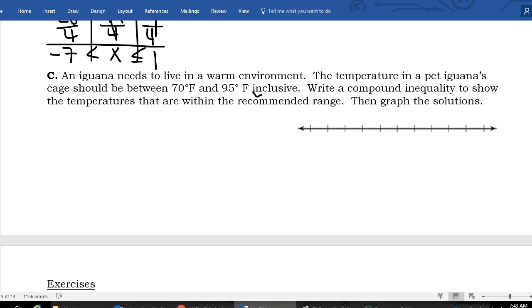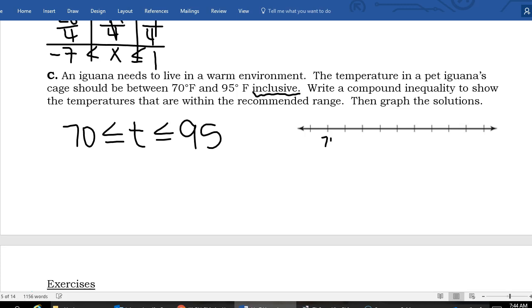So this word inclusive means that you should have some or equal to's. So I'm going to say 70 is less than or equal to T, and the variable again doesn't matter. I picked T for temperature. You can just stick with X, less than or equal to 95. If it didn't have the inclusive, we wouldn't have the or equal to's. But we know the temperature has to be between 70 and 95.